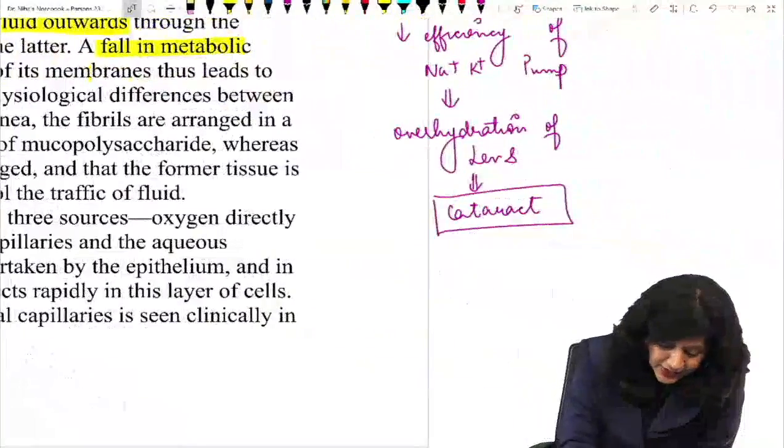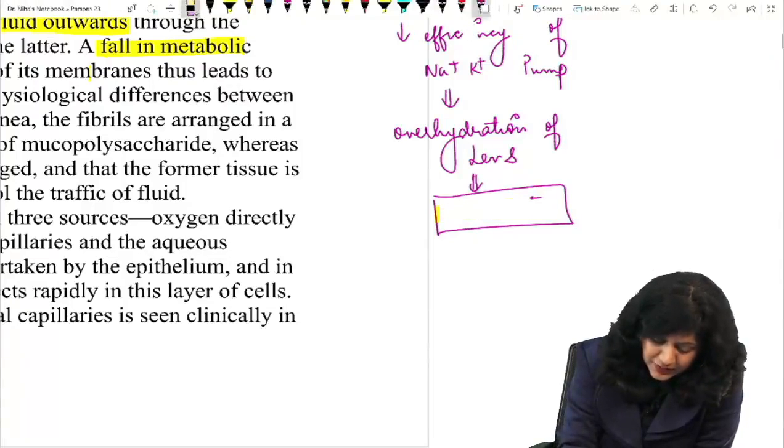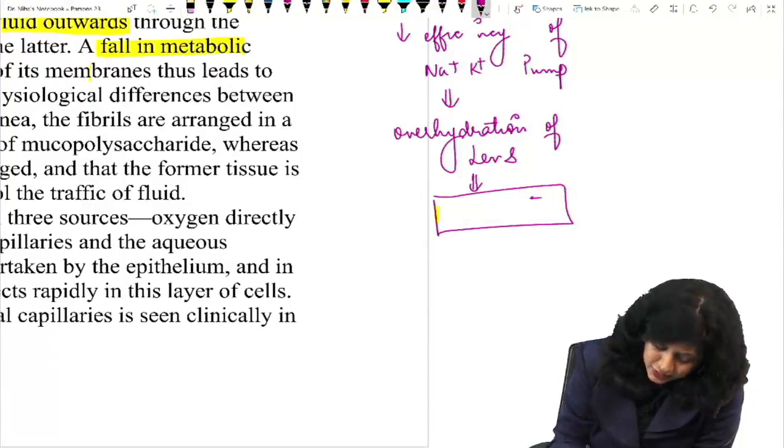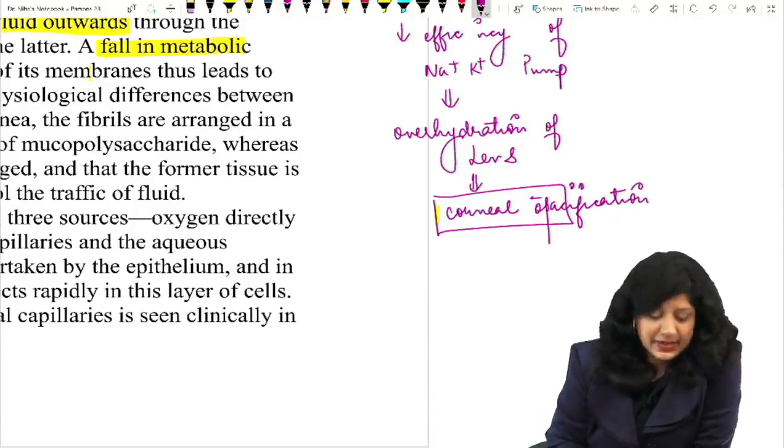No, not the cataract here. They are talking about the cornea here. So that is your corneal opacification. The method is the same there in the lens also. So they are talking about the corneal opacification here. Okay. So this is how the corneal opacification is taking place.